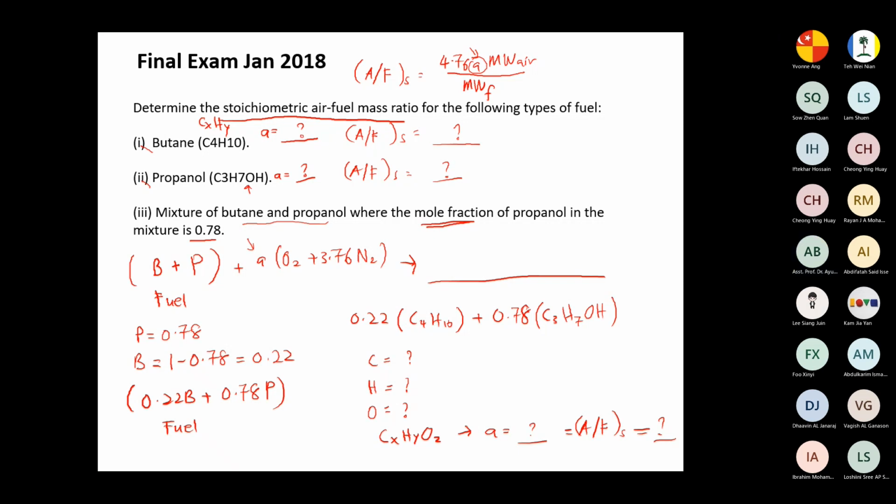Okay, any question? Miss, can you repeat the last one? How to get the new formula?